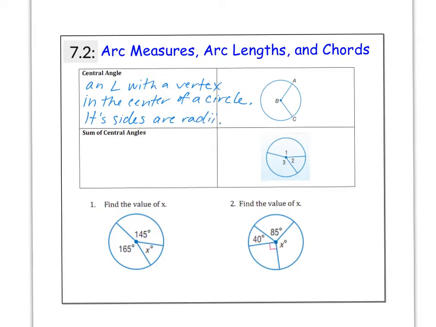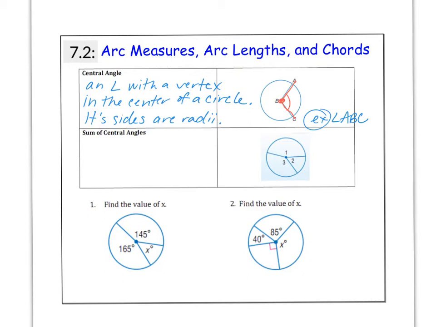So if you take a look here, an example of a central angle is angle ABC. The vertex of the angle, which means like the corner, is right here at B. And then this side is a radius and this side is a radius. So this angle, angle ABC, is called a central angle.